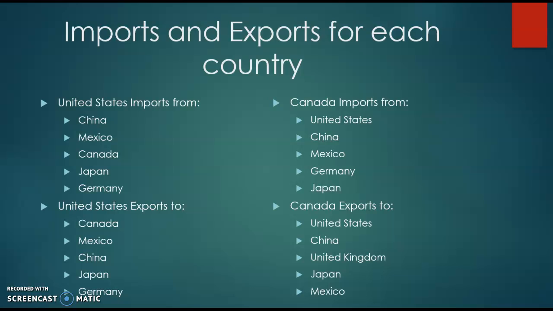Canada imports from the United States, China, Mexico, Germany, and Japan. So very similar. The United States exports to Canada, Mexico, China, Japan, and Germany. Canada exports to the United States, China, United Kingdom, Japan, and Mexico. So there are great similarities here to which countries both of these import and export to and from.